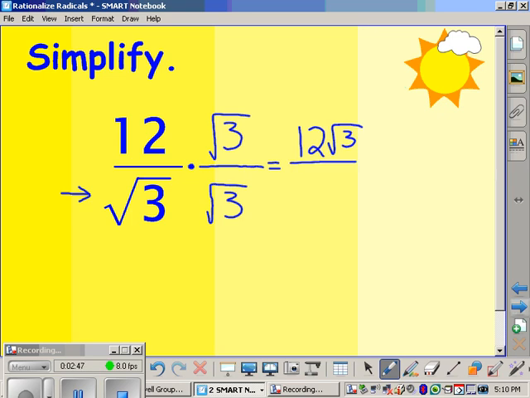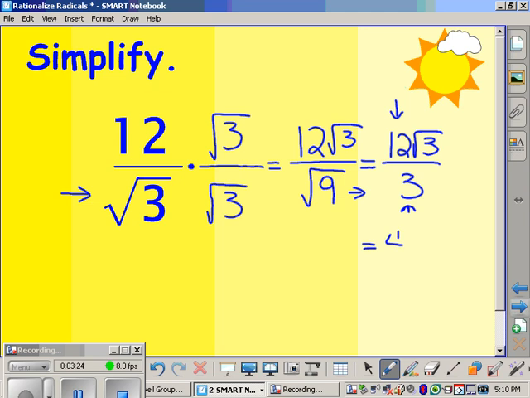In the denominator, when we multiply radical 3 times radical 3, we get radical 9. Looking at the numerator, there's no further simplifying, so we're just going to write 12 radical 3. But in the denominator, again, radical 9 is a perfect square, so that changes into 3. Now when we're at this end process here, we always want to look and see if there's any further simplifying. Notice the 12 and the 3 are not under a radical symbol, so those numbers can be divided. So if we divide the 12 and the 3, we get 4 radical 3.